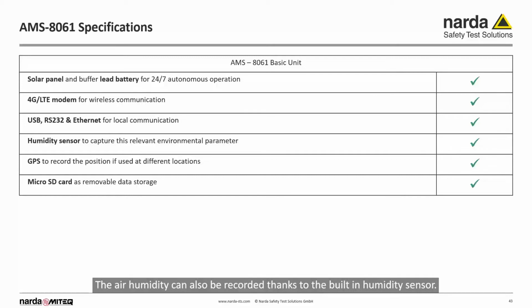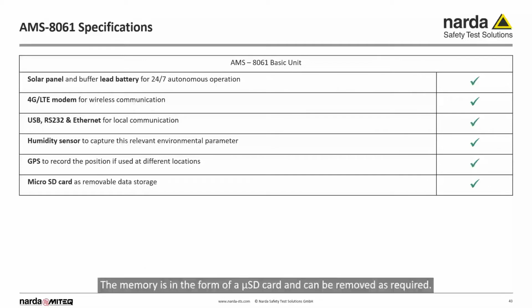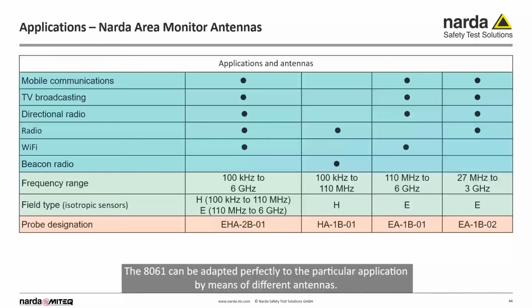The air humidity can also be recorded thanks to its built-in humidity sensor. The integrated GPS module allows the measurement value to be linked to the actual location. The memory is in the form of a micro SD card and can be removed as required. The 8061 can be adapted perfectly to the particular application by means of different antennas. The EHA2B00 antenna covers the broadest frequency band and can be used for most applications.